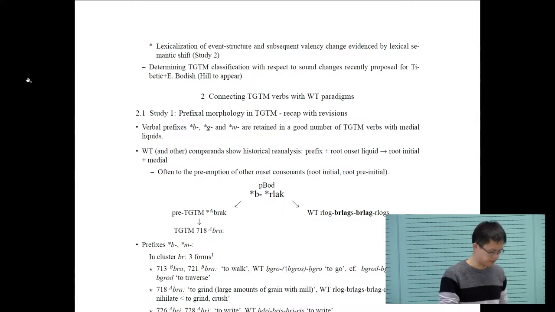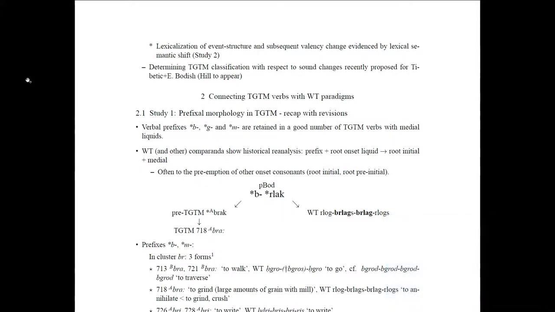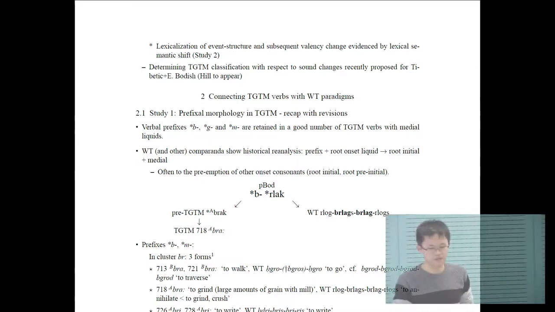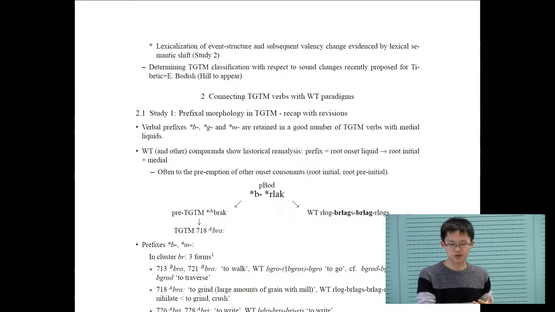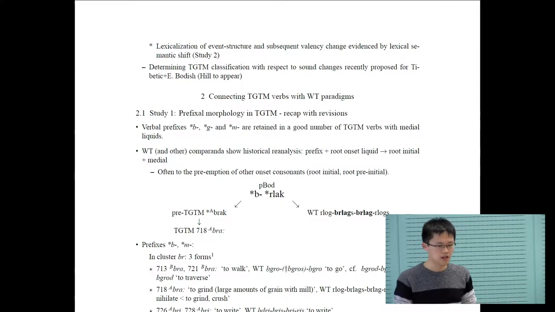Now the second study is one where I'll look at a case of lexicalization of event structure. That leads to a subsequent valency change, and the crucial evidence for that is actually a shift in lexical semantics. I'll talk about that when we get to it.